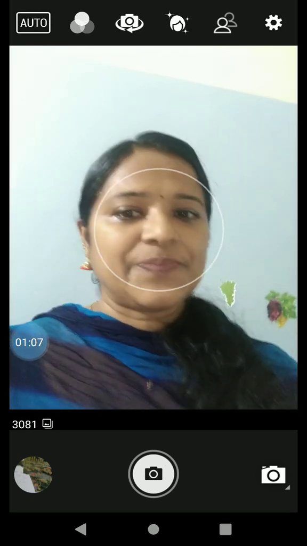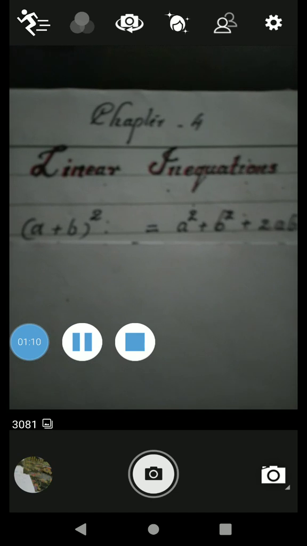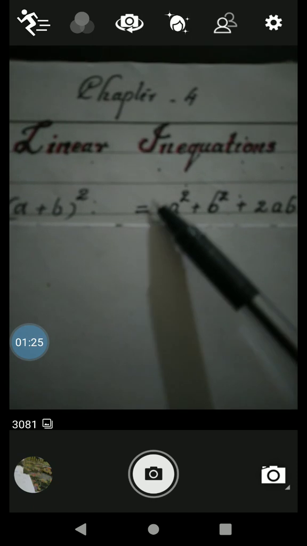Let's see. a plus b the whole square is equal to a square plus b square plus 2ab. On both sides, left hand side and right hand side, in between there is a sign equal to. Therefore, it is an equation.